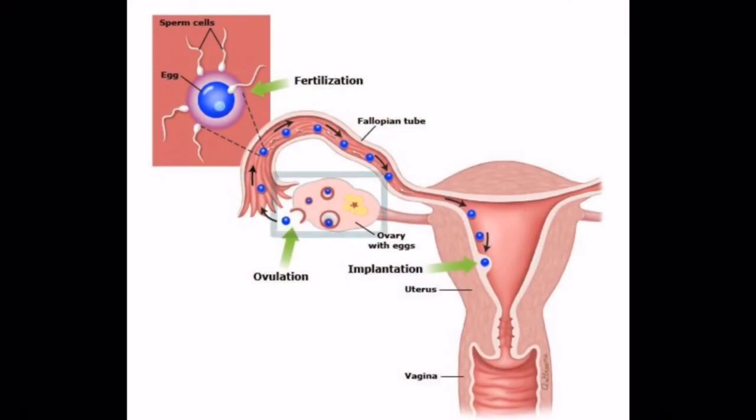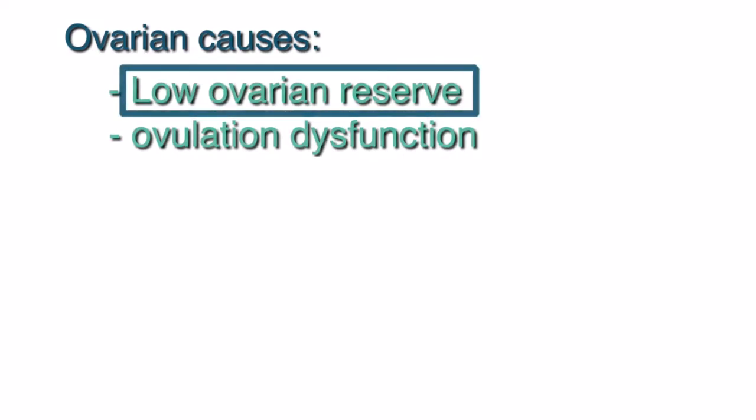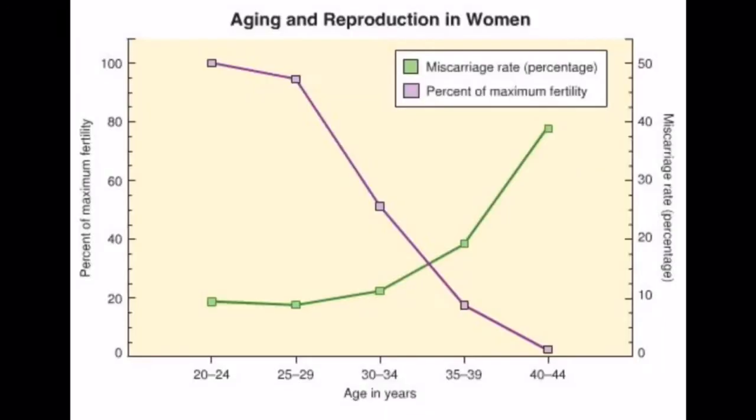There are two main causes of ovarian dysfunction: low ovarian reserve and ovulation dysfunction. Let's look at low ovarian reserve first. Pregnancy rates start to gradually decline at age 32 and more significantly at age 35. This decline in pregnancy rates is associated with an increase in miscarriage rates.